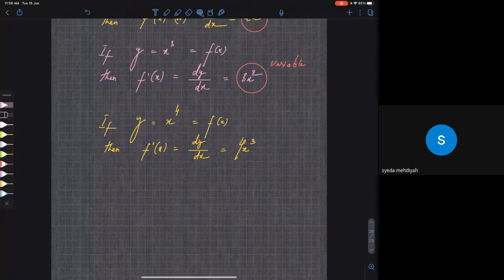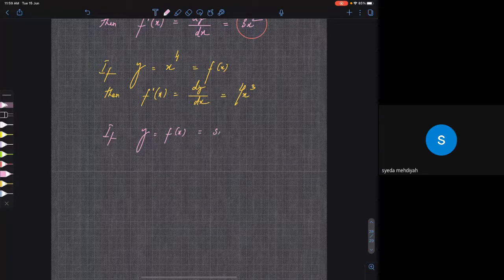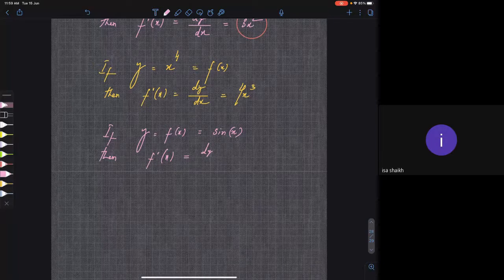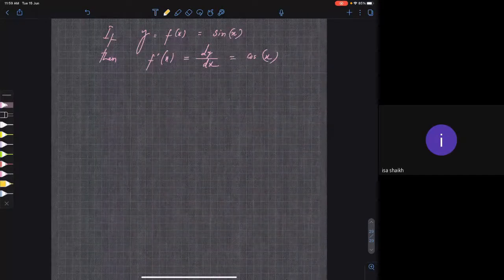Next. If y equals, or f of x equals, sin x, then what is f dash of x or dy by dx equal to? Sir, cos x. Yes, cos x. So it is cos x. Very good. Sir, will it not be 2 sin x? No.